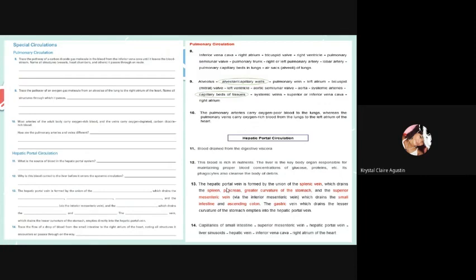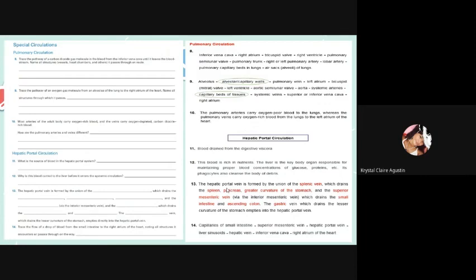So next is number 9, trace the pathway of an oxygen gas molecule from an alveolus of the lung to the right atrium of the heart. So its blood flows from the alveolus to the alveolar capillary walls, pulmonary vein, left atrium, bicuspid mitral valve, left ventricle, aortic semilunar valve, aorta, systemic arteries, to the capillary beds of tissues, systemic veins, superior or inferior vena cava, and lastly to the right atrium.